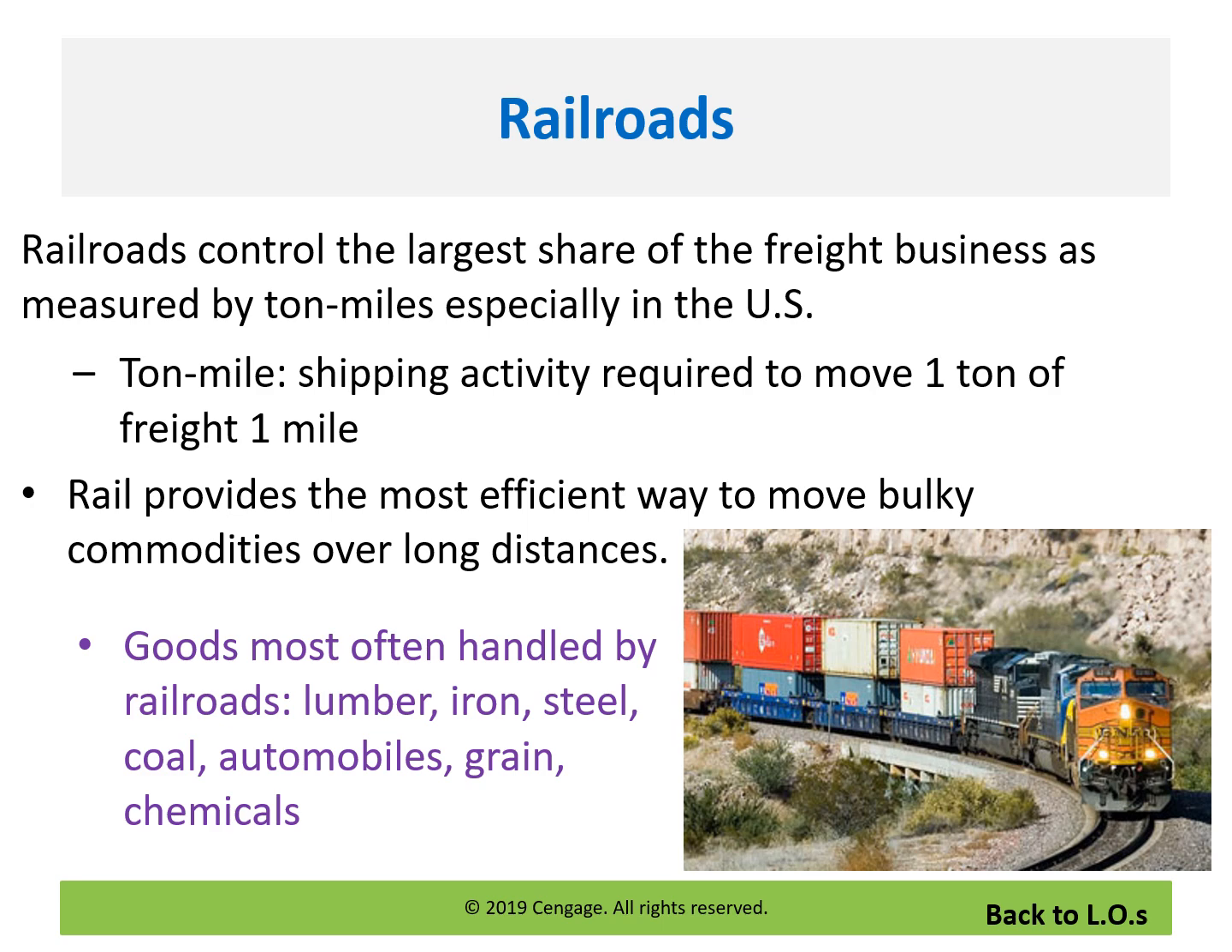Railroads control the largest share of the freight business as measured by ton miles, especially in the U.S. Ton mile means the shipping activity required to move 1 ton of freight 1 mile. Rail provides the most efficient way to move bulky commodities over long distances. Goods most often handled by railroads are lumber, iron, steel, coal, automobiles, grain, and chemicals.